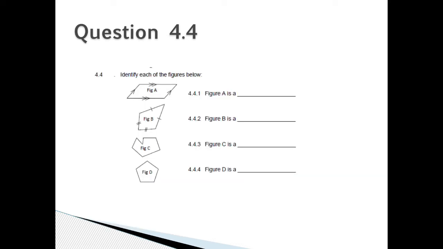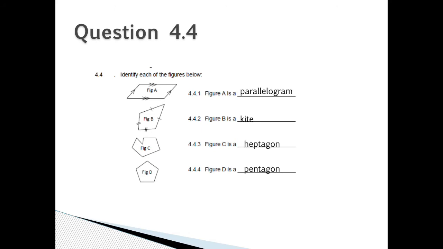Question 4.4. Identify each of the following figures below. 4.4.1, figure A is a. 4.4.2, figure B is a. 4.4.3, figure C is a. And 4.4.4, figure D is a.